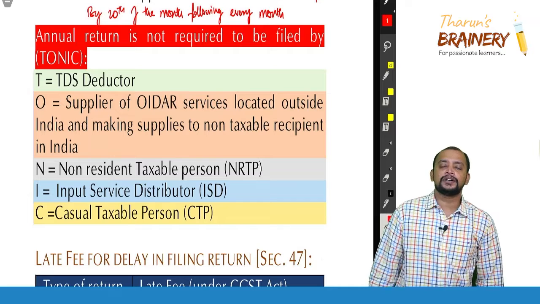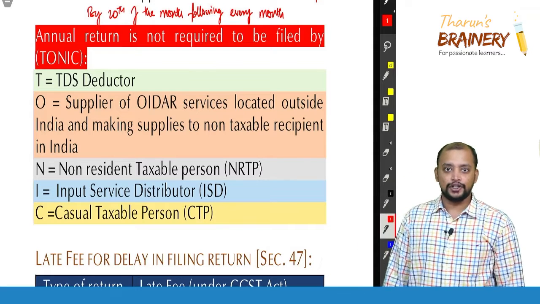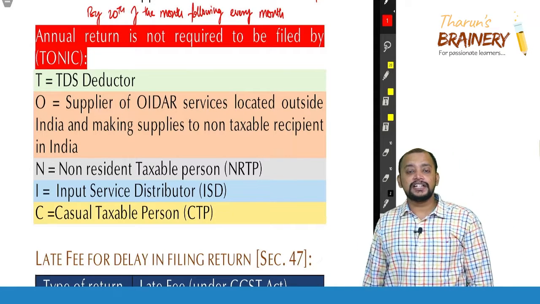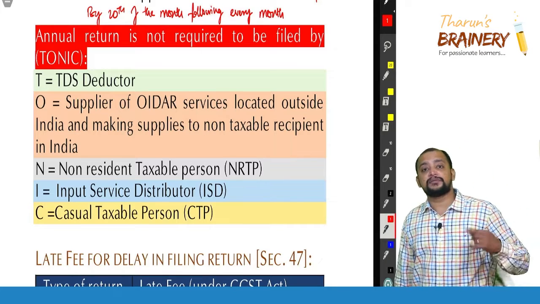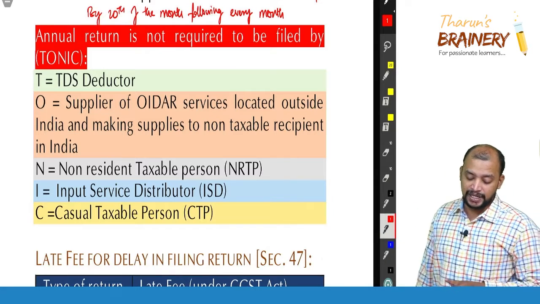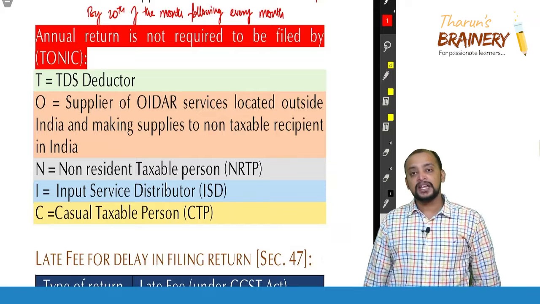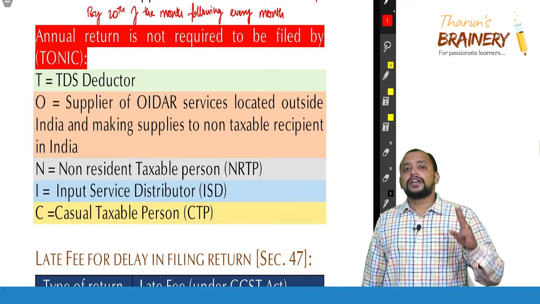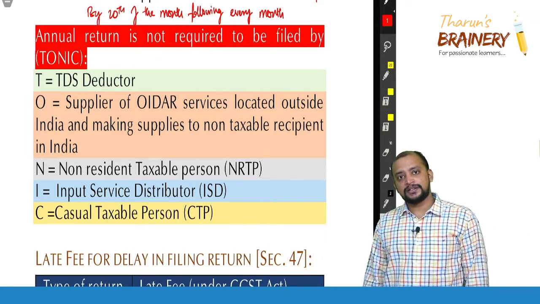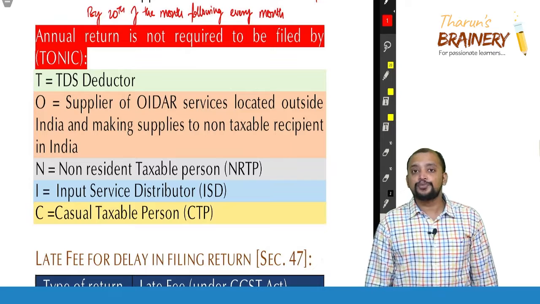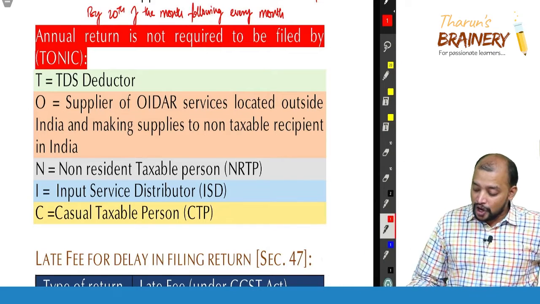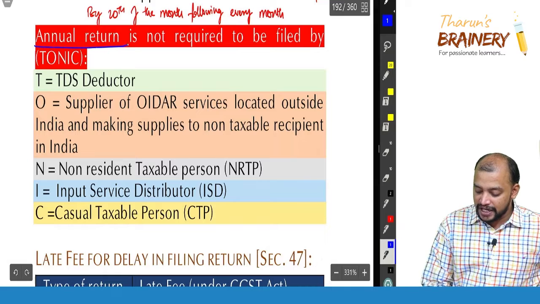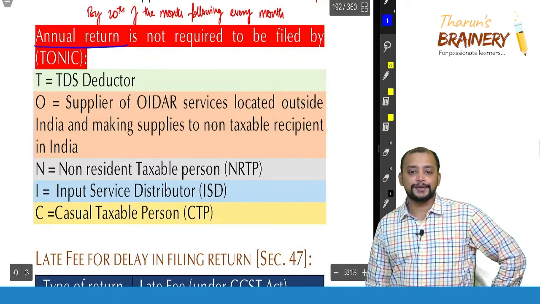How to remember? Remember with the keyword TONIC. T for TDS deductor. O for OIDR supplier located outside India making supply to a non-taxable online recipient. N for NRTP, non-resident taxable person. Then I for input service distributor, C for casual taxable person. These people are not required to file annual return.